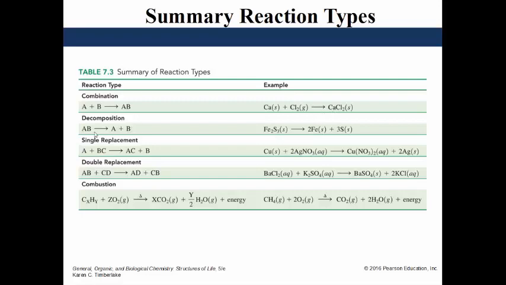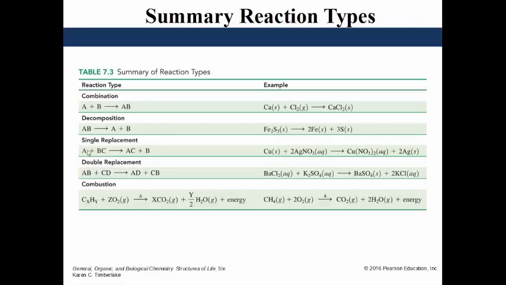The opposite of that will be decomposition. The reactant AB is breaking down into A plus B. So for this type, you'll have more items on the right-hand side of the arrow versus the left-hand side. So in this example, Fe2S3 breaks down into iron and sulfide.